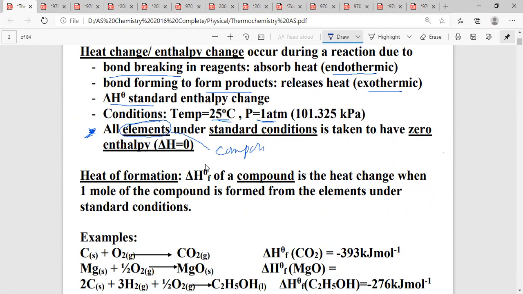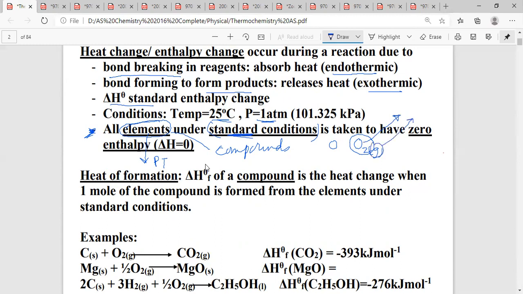Elements are all the things you found in your periodic table. Standard conditions means how they exist. For example, oxygen is O, but standard condition is O2. That means you use this symbol, and it will be gas here. So the standard conditions tell you the formula of the element and also the state.